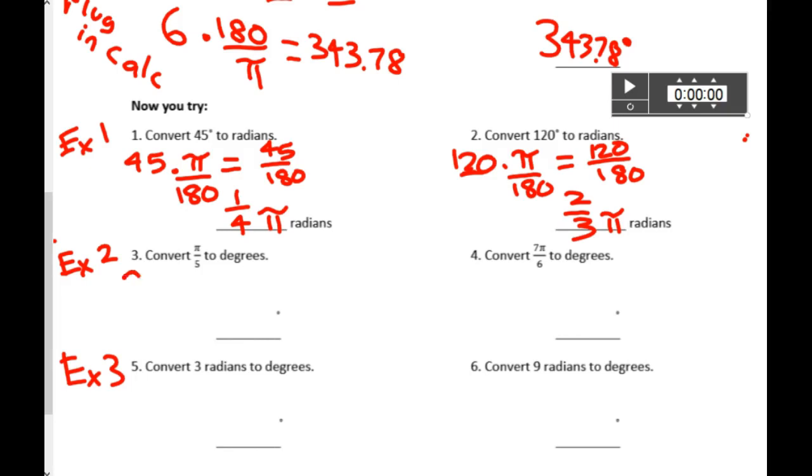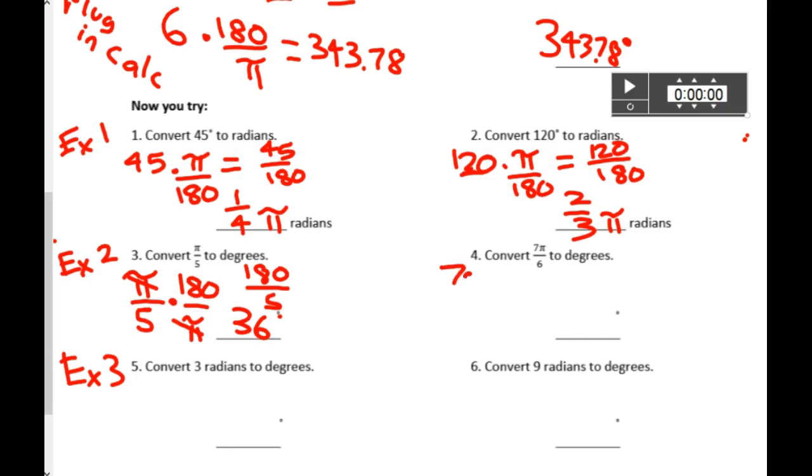Okay, 3 and 4. We have radians, turning them into degrees. So take pi over 5. And this time we're multiplying, for this conversion, 180 over pi. Does everyone see the pi on top and bottom has to cancel? So really it's 180 over 5, right? What's 180 divided by 5? 36 degrees. 4 is kind of weird, but we can do it.